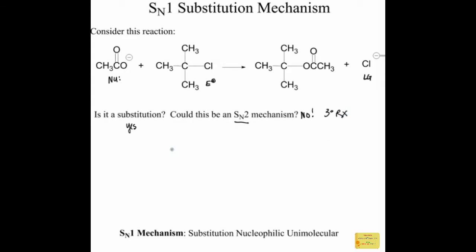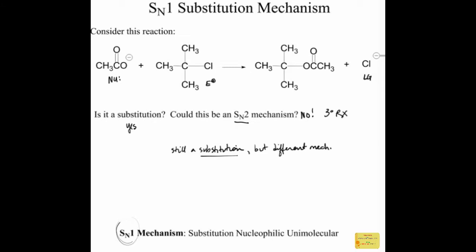Okay? So it's still a substitution. Overall, we still get a product where our leaving group's been replaced by a nucleophile, but it must have a different mechanism. There must be a different path taken to go from the starting materials to the products. And that second mechanism is known as the SN1 reaction. That mechanism is called the SN1.